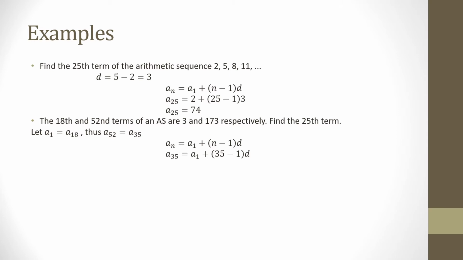Okay? A sub 35 is equal to a sub 1 plus (35 minus 1) times d. I'm sorry. Medyo nantok pa ako. So, a sub 1 is given which is a sub 18 na 3. Salpak mo lang dyan. And then, ang a sub 35 mo is a sub 52, which is 173. So, 173 is equal to 3 plus (35 minus 1) times d. Calculate mo yan. Lalabas yung d ng 5. Okay? So, next.